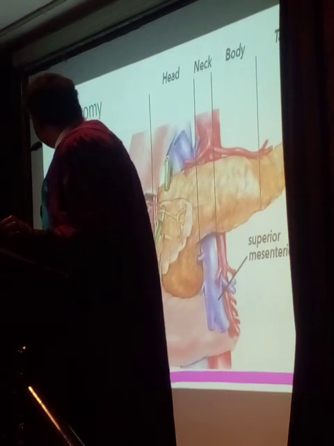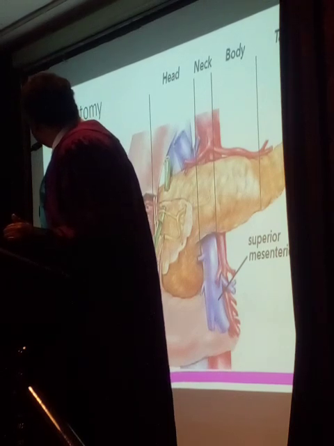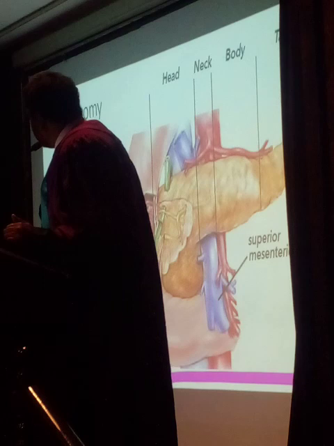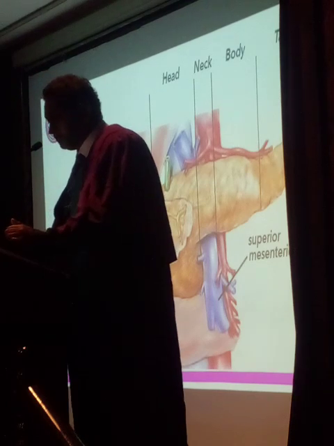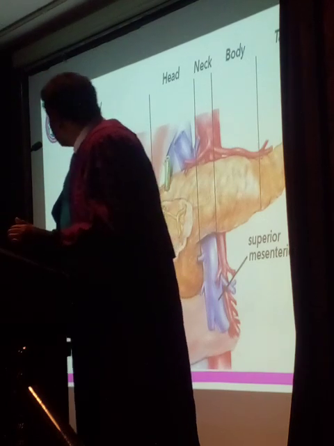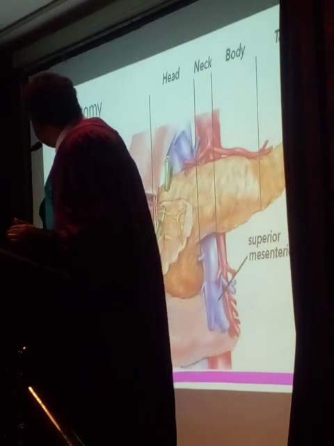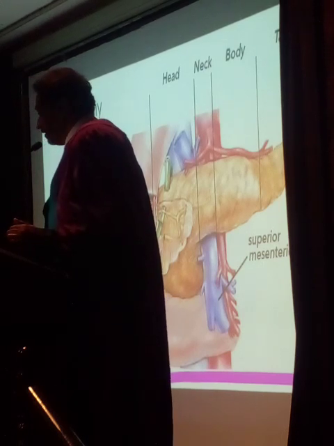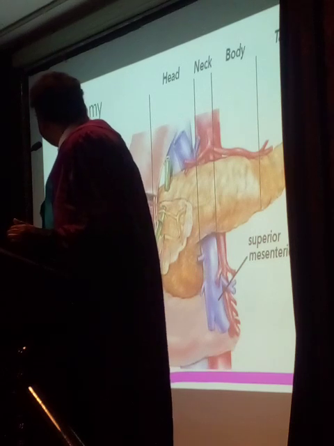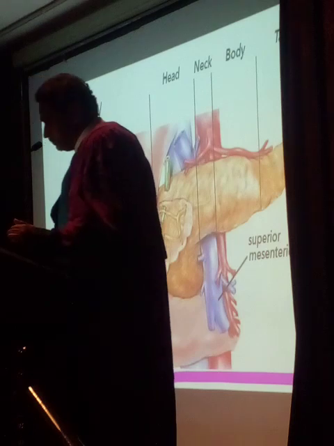And so when you're removing these structures, you have to be very careful without damaging the main blood vessels. Anatomically, we divide the pancreas into the head, neck, body, and the tail. And part of the head is what we call the uncinate process.